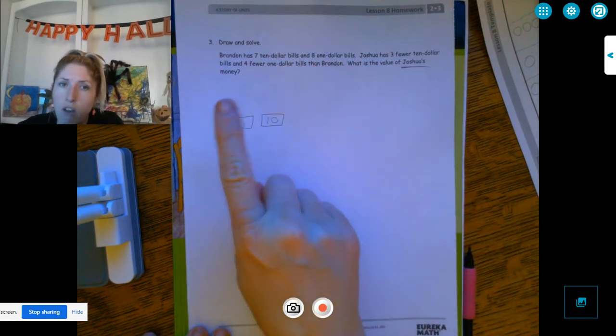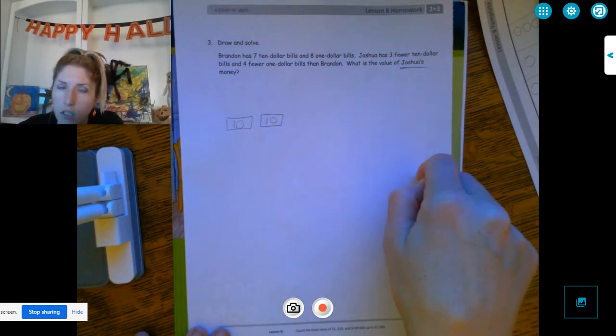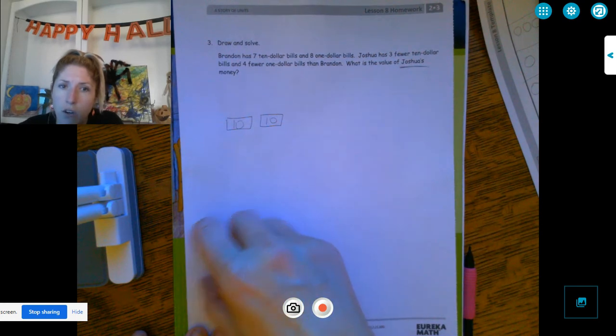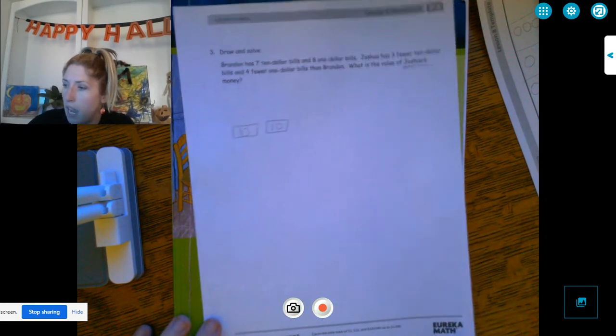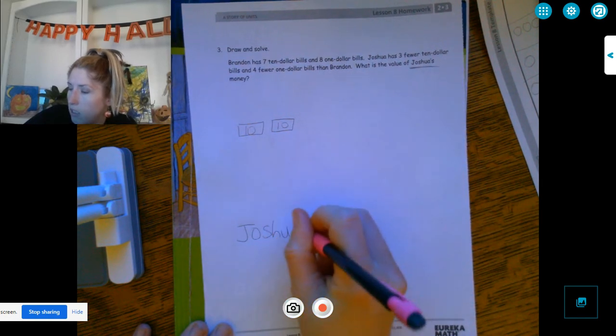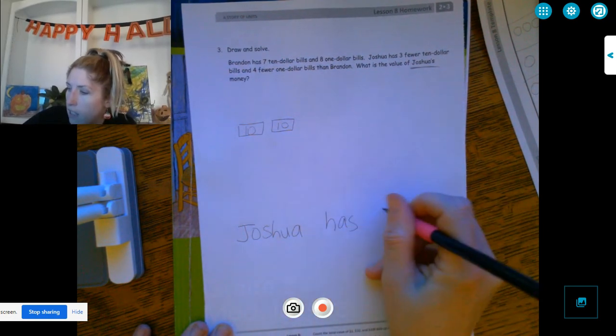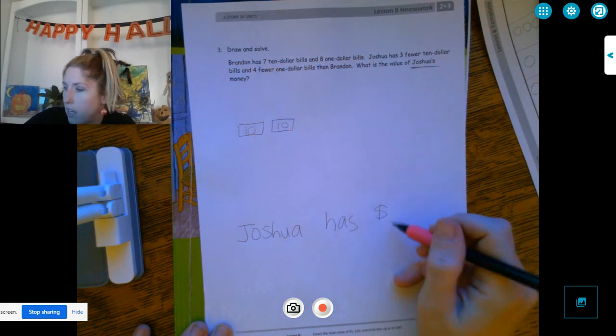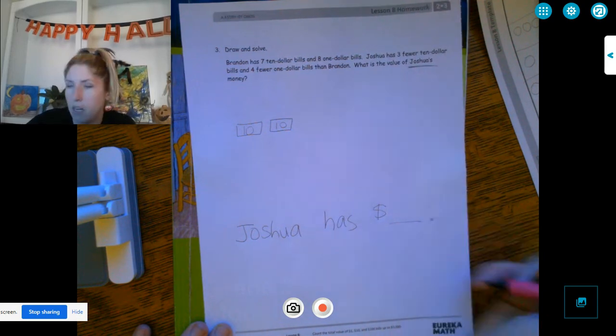So after you cross them off, add up all the ones that are not crossed off, and that'll be your answer. And you need a sentence, and your sentence will say, Joshua has $, and you're going to put how much money, period.